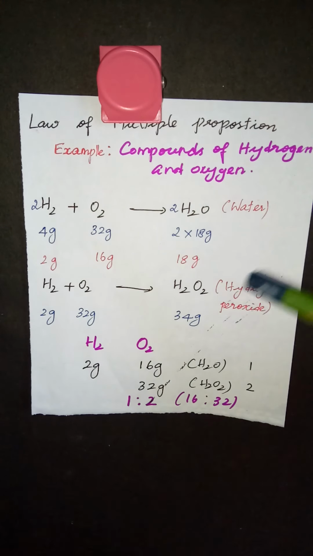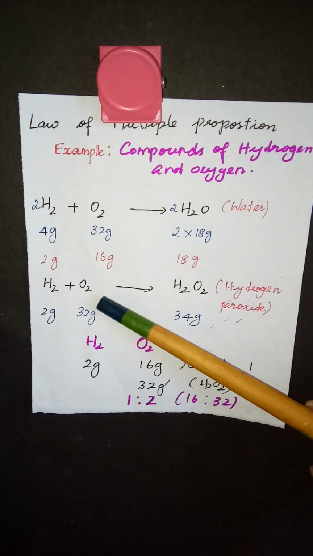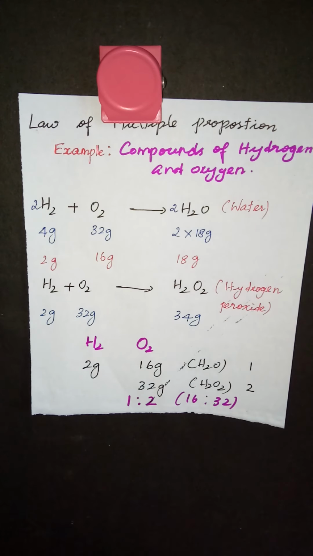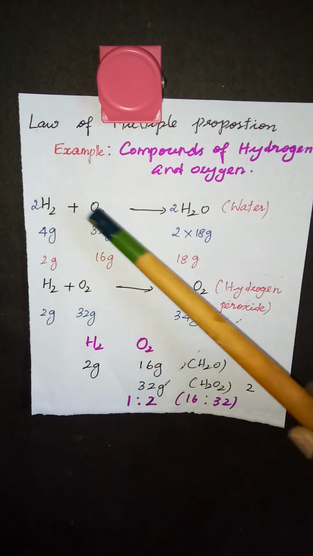So now look at this example. We are taking two elements, hydrogen and oxygen, and we are going to see what compounds these hydrogen and oxygen can form. See, hydrogen and oxygen combine to form water, and the same hydrogen and oxygen can combine to form hydrogen peroxide. Now look at this, H2 plus O2 gives H2O. Now try to balance it. I'm putting a 2 here and 2 here. So 2H2 plus O2 gives 2H2O.